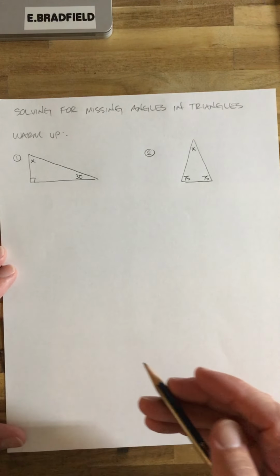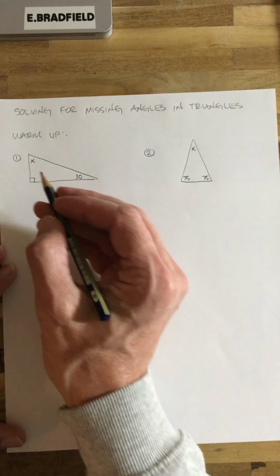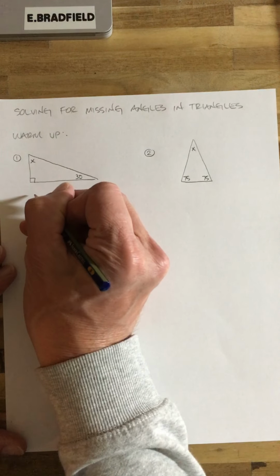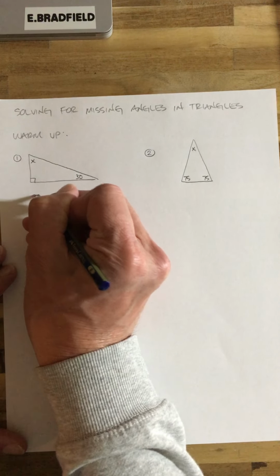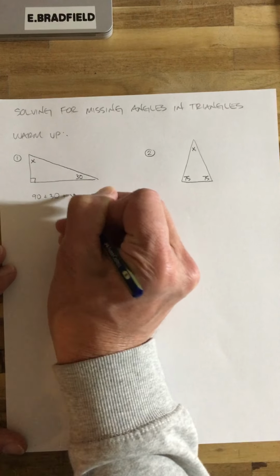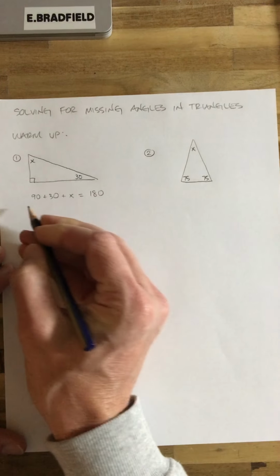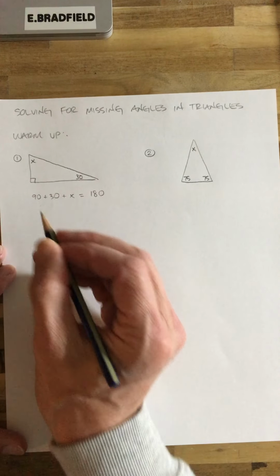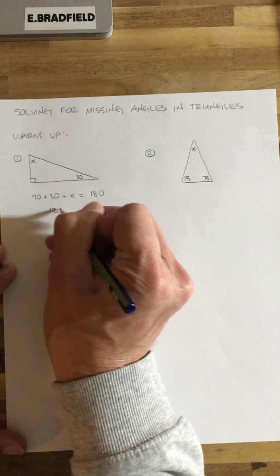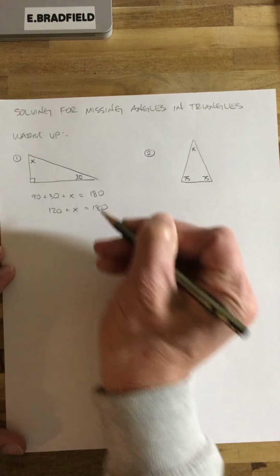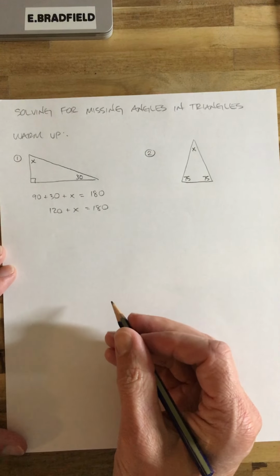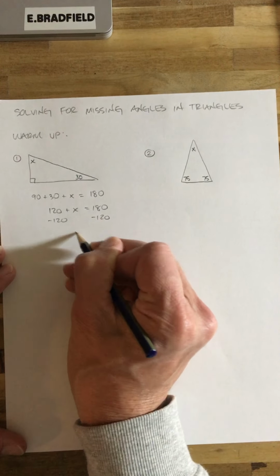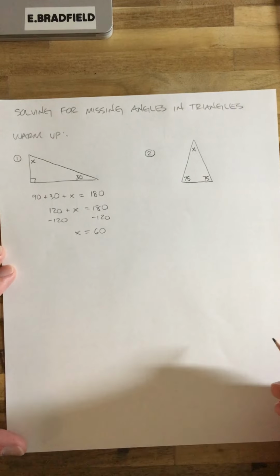Okay, killer. So here we go. We know that this is 90, this is 30, and this is x. So the best way to do it if you're not very good is just go 90 plus 30 plus x equals 180. They all add up to equal 180, okay? So we'll combine the 90 and the 30, okay? So that gives us 120 plus x equals 180. And what are we going to do? That's right, solve for x, so subtract off 120, and x equals 60.